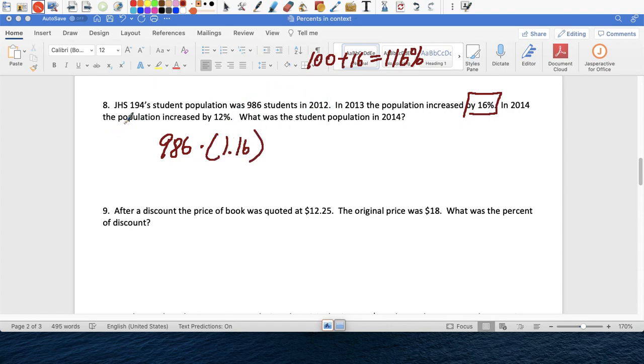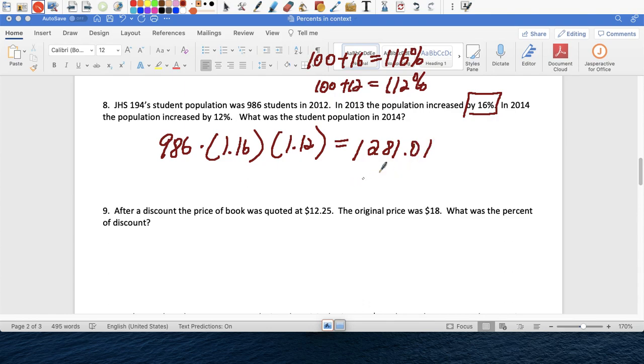And then in 2014, the population increased by another 12%. To show the increase of 12%, it's 100 plus 12, which is 112%. And we're going to multiply that by 1.12. So that's the expression that you're going to use: 986 times 1.16 times 1.12 equals 1,281.01. Although that's the answer, in the context of this story, obviously we can't have 0.01 of a person. We'll round it to 1,282.